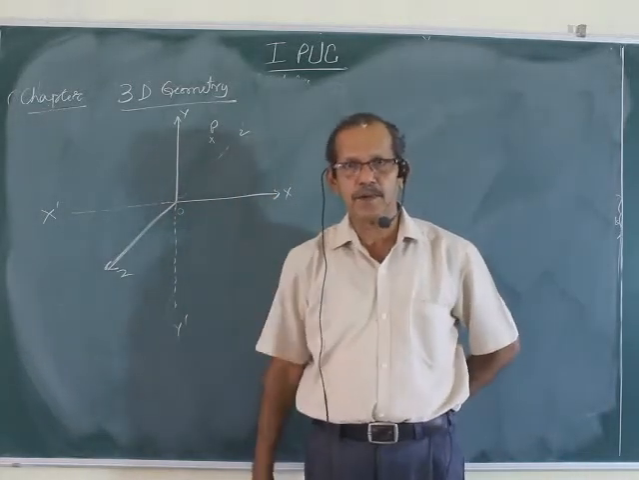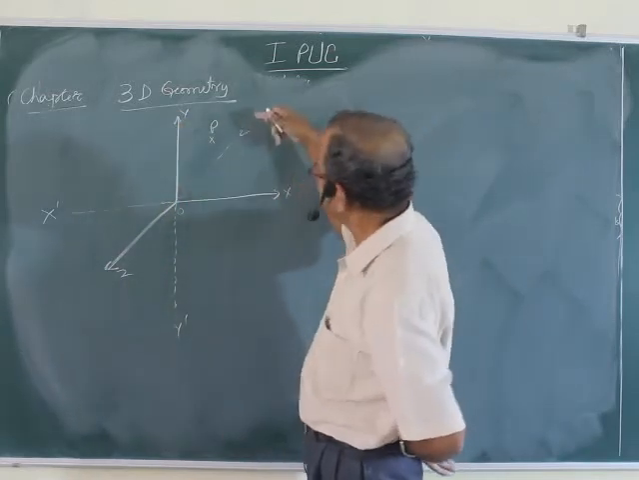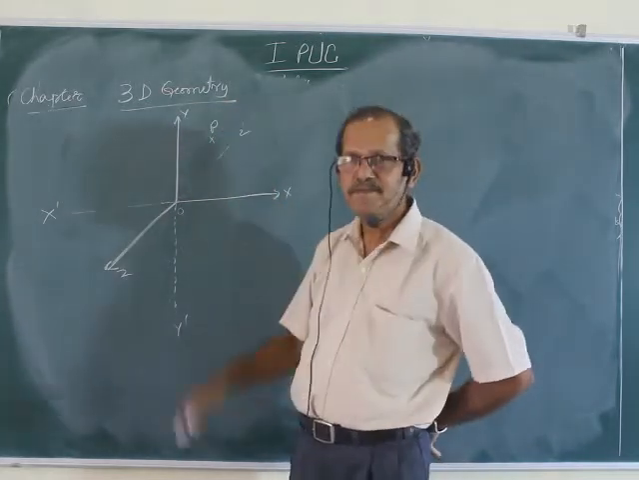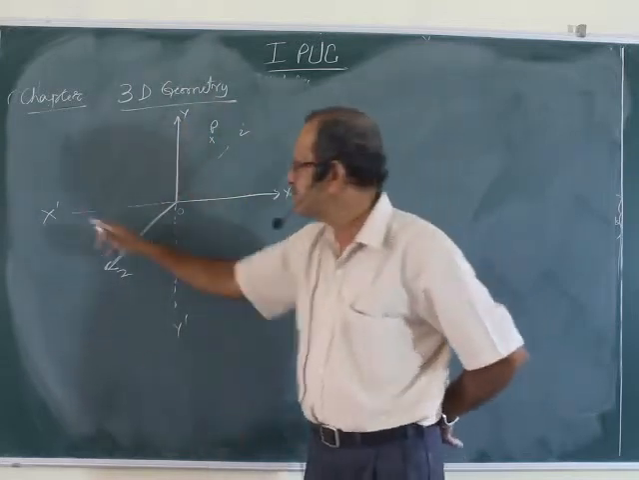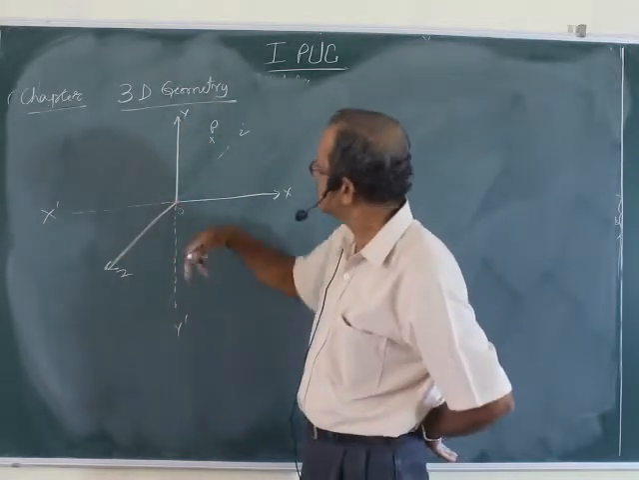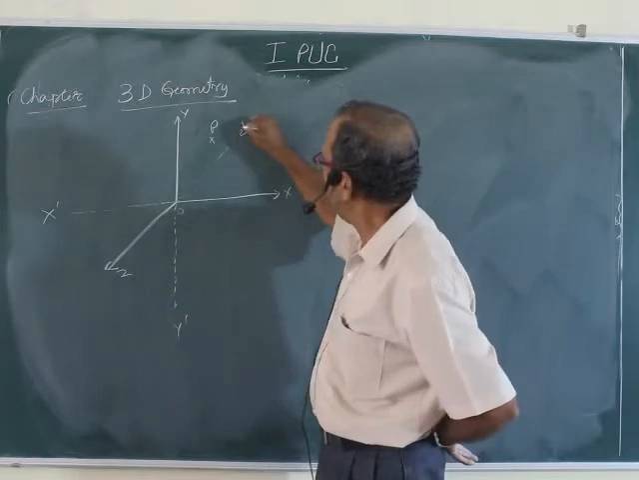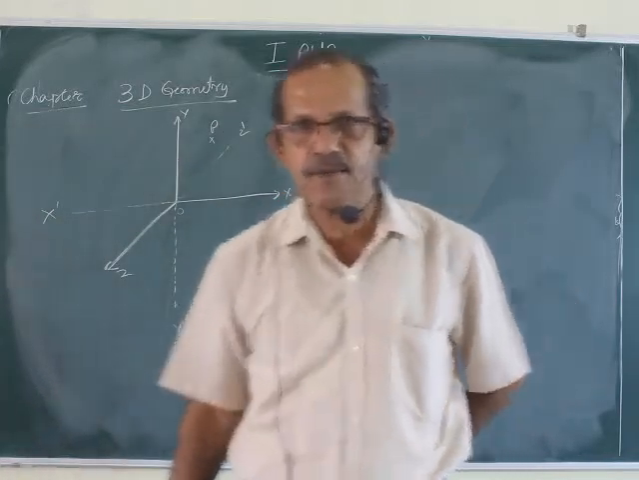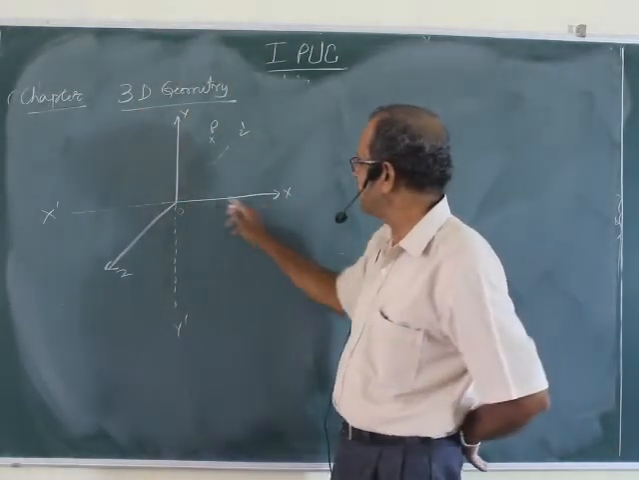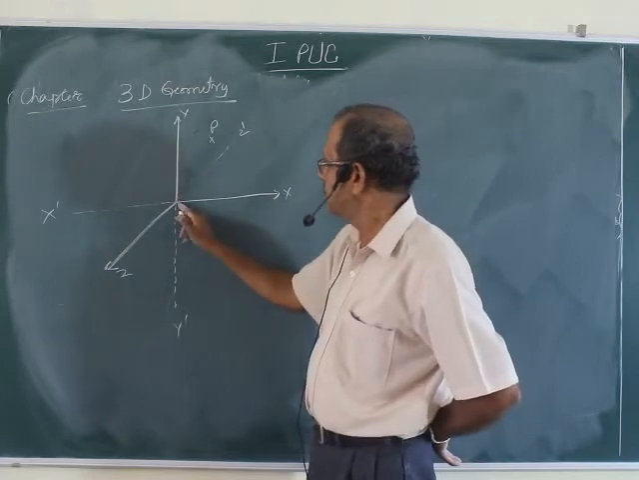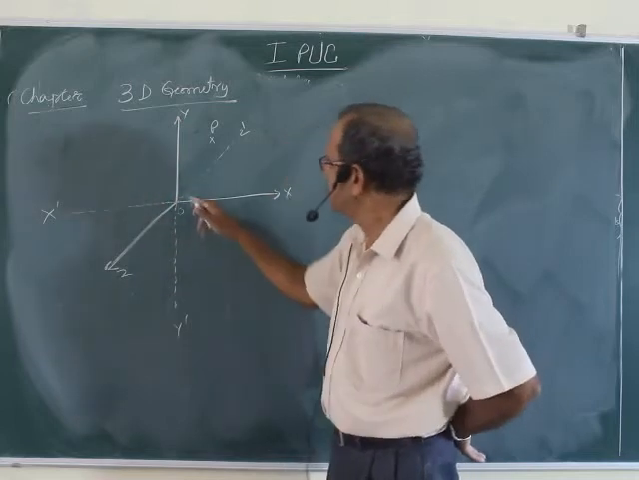Front side 4 chambers over. Back side: X, O, Y, Z dash, back side. Y, O, X dash, Z dash, back side. X dash, O, Y dash, Z dash. Y dash, O, X, Z dash. Back side. Front side 4 chambers, back side 4. Totally there are 8 octants. From the origin, right hand side positive, positive, positive. Negative, negative, negative.